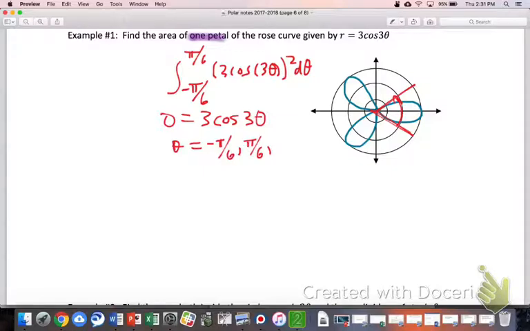It would be pi over 2 after that, et cetera, et cetera. You just keep essentially adding pi over 3 to get to the next one, right?